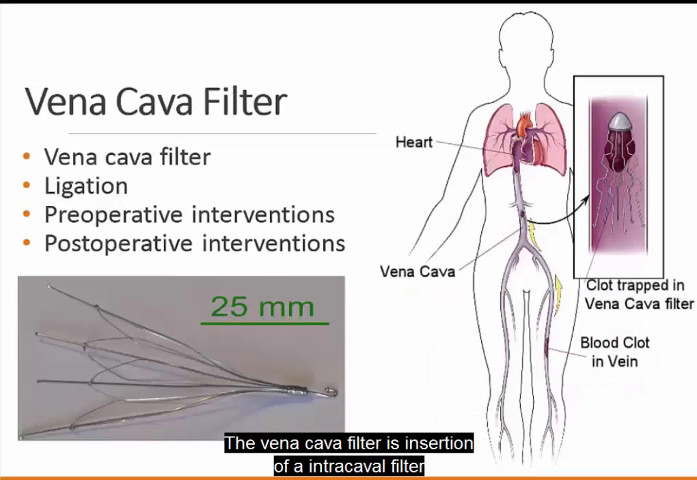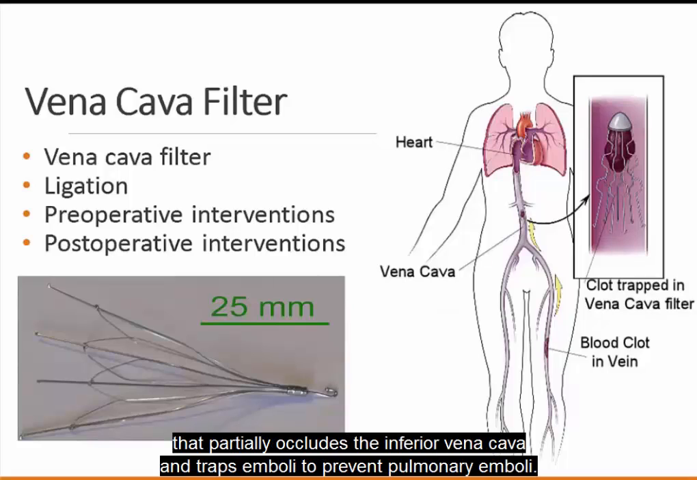The vena cava filter is insertion of an intracaval filter that partially occludes the inferior vena cava and traps emboli to prevent pulmonary emboli.